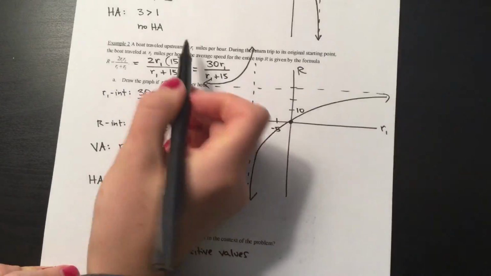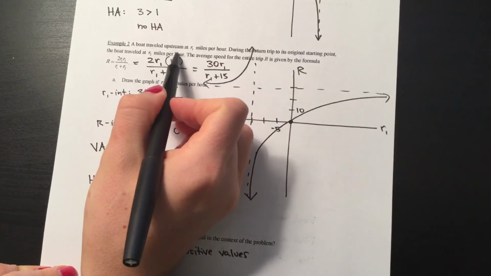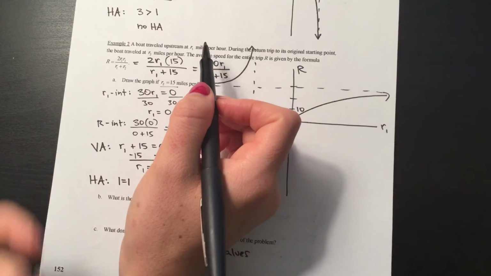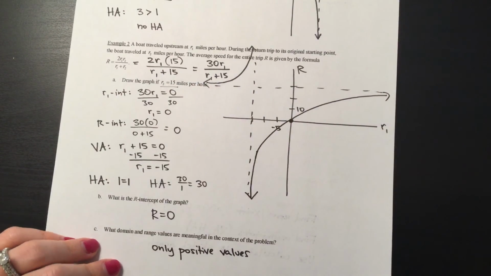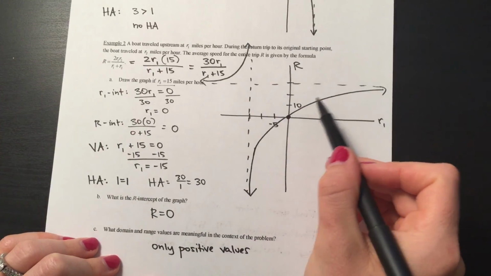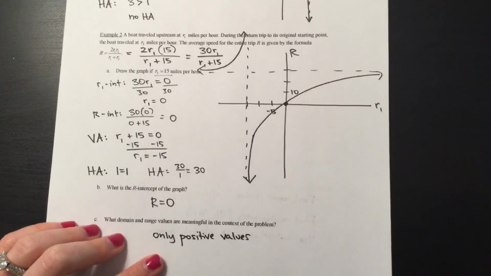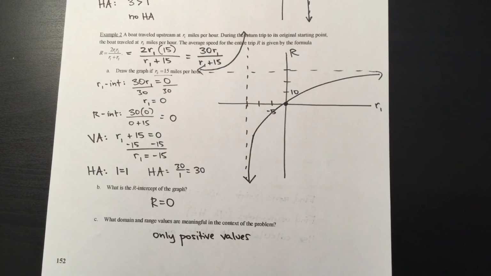It only makes sense that R1 would be positive. You travel upstream at positive miles per hour. You can't ever have a negative speed. And then same thing with average. It only makes sense that it would be positive. So it's really just this little positive portion of the graph that would actually make any sense when you're talking about a story problem. Okay, that's it.